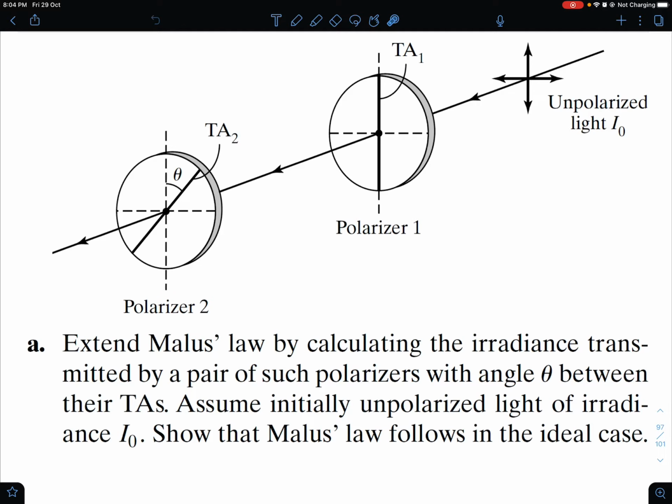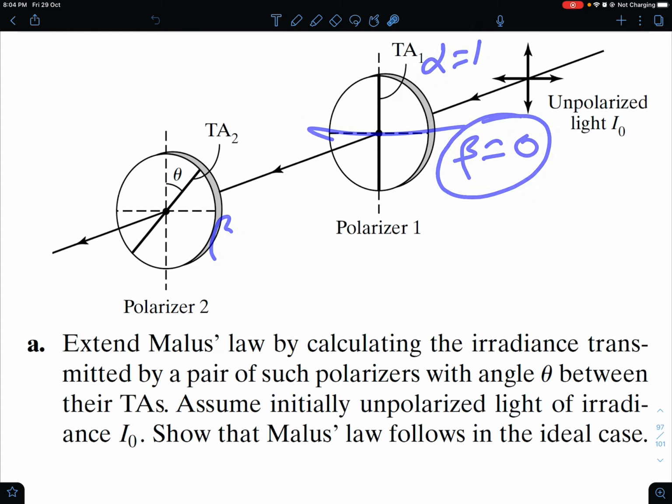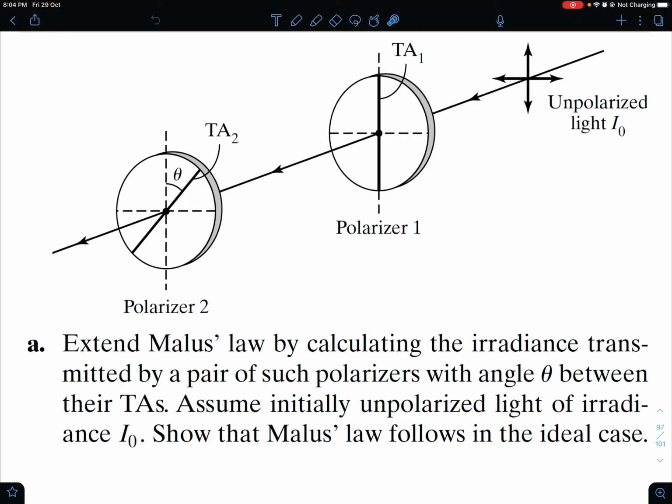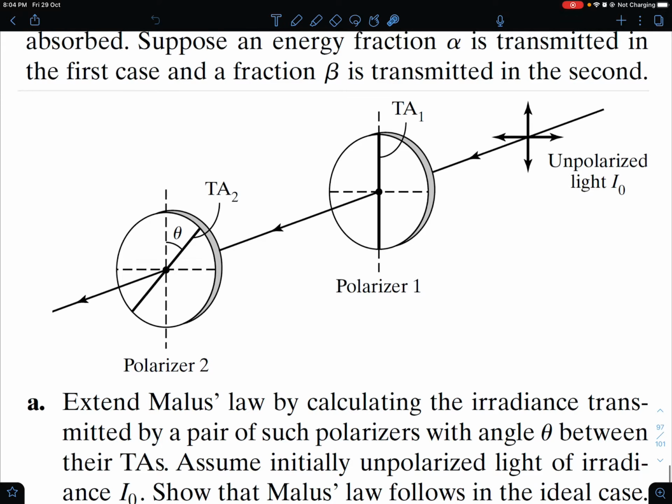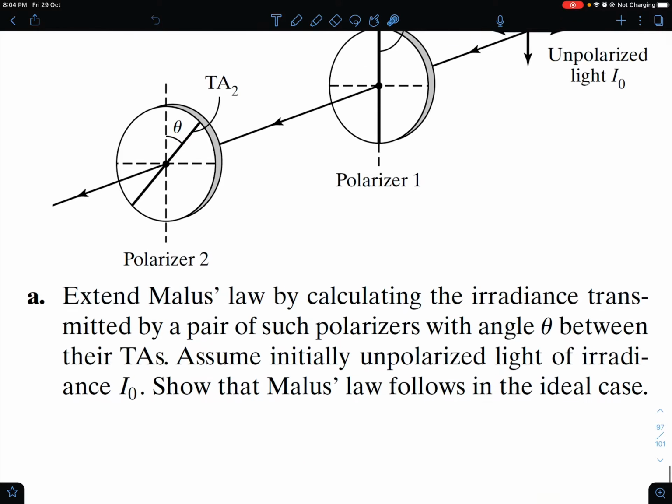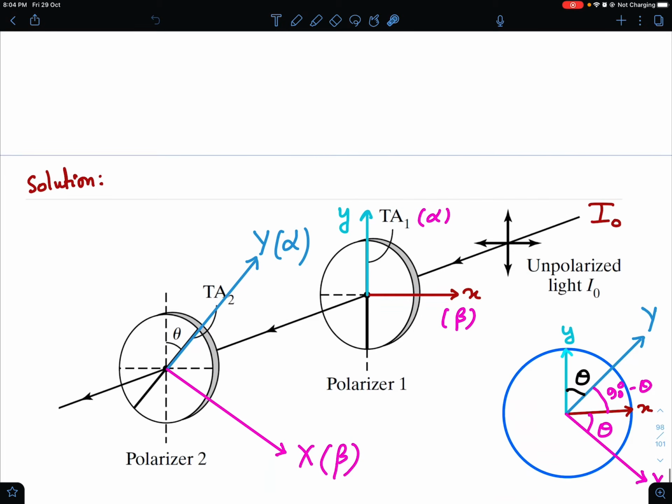And then whatever expression we find, we also have to show that in the ideal case, that is when you put alpha equal to 1 and beta equal to 0, our expression reduces to the Malus law. Okay, so if you want, you can pause this video and try out this challenge for some time. I'm sure you'll have a lot of fun doing this one, and then you can have a look at my solution. Okay, I'll get into my solution right away.